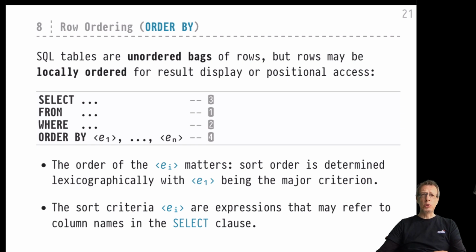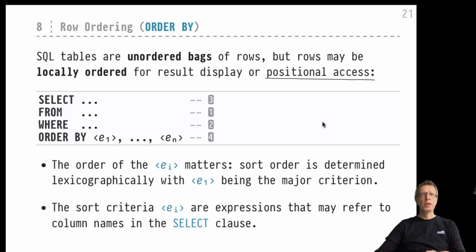We can also use this order by clause to support something that's called positional access. So an access to rows that is not guided by values, by value-based predicates, but by their position in an ordered table. In an ordered table, it may make sense to talk about the first row and the last row, and SQL comes with constructs that let us do so.